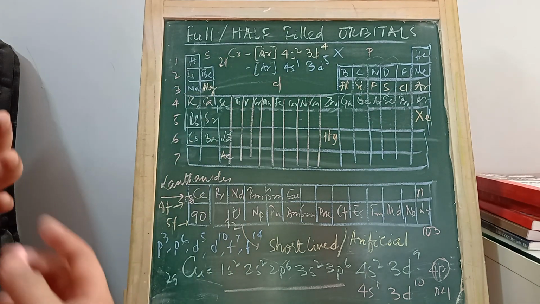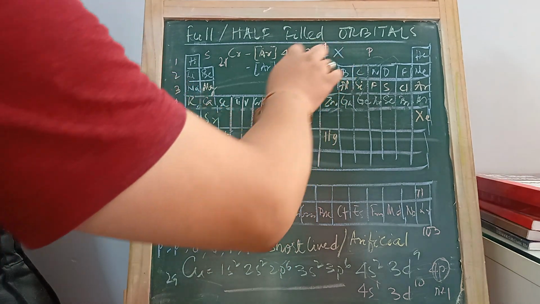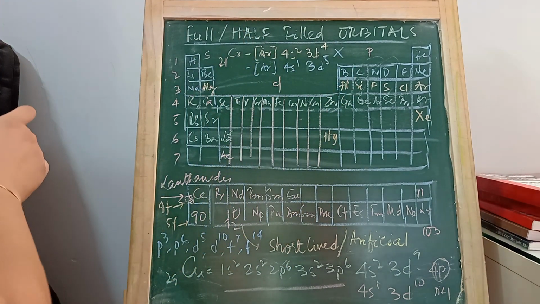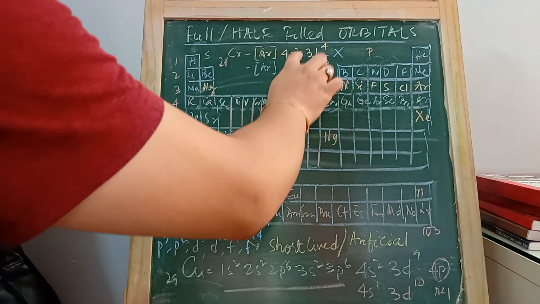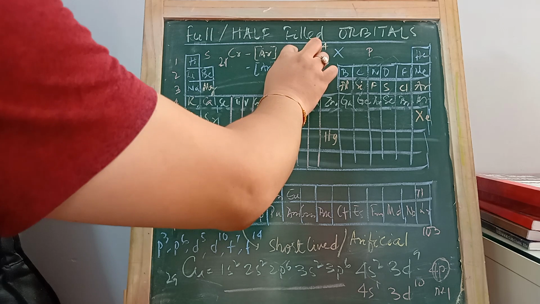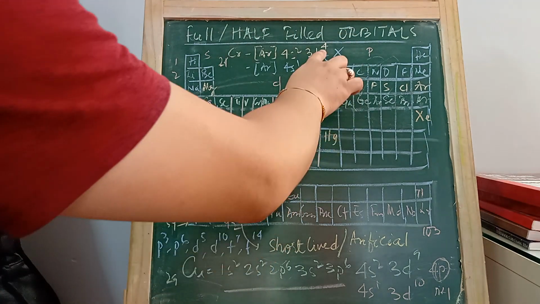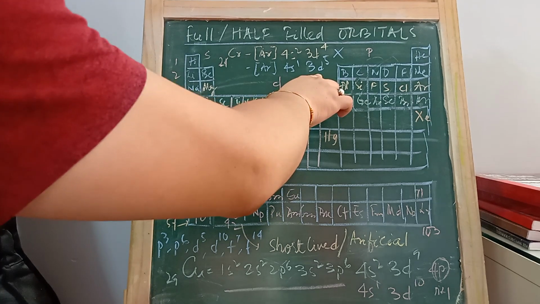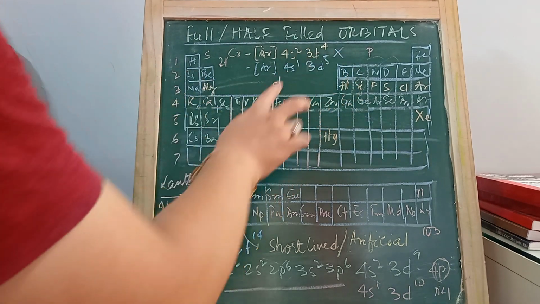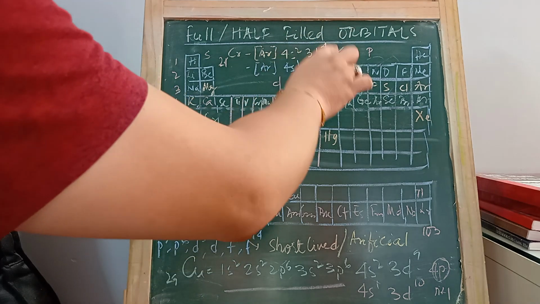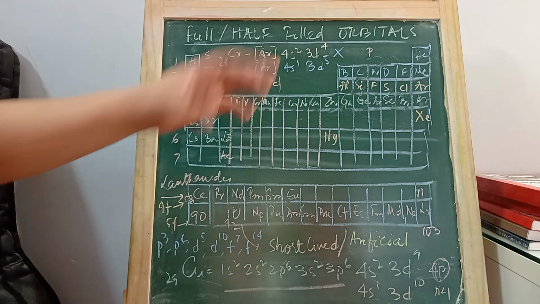But now, the exception is that instead of 3d4, the correct electronic configuration of chromium is 3d5. How is this done? One electron from the 4s subshell is transferred to the d orbital, and it becomes d5. The number of electrons is the same: 2 plus 4 is 6, and 1 plus 5 is 6. But one electron has shifted to the d orbital.